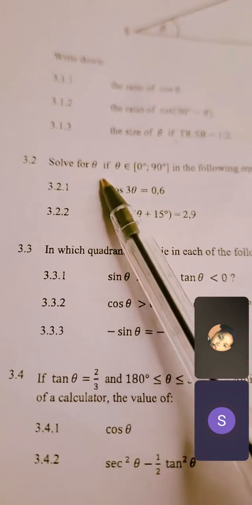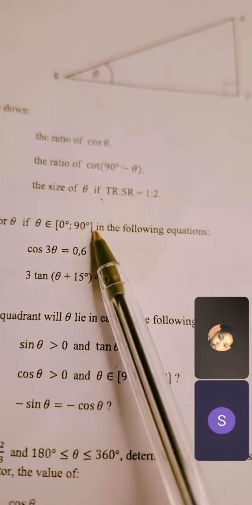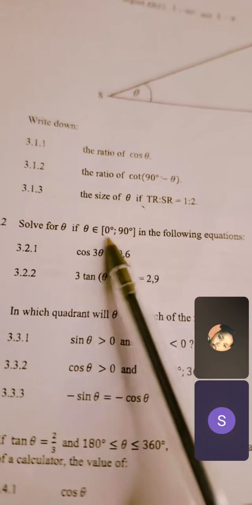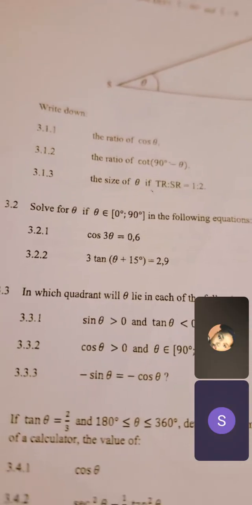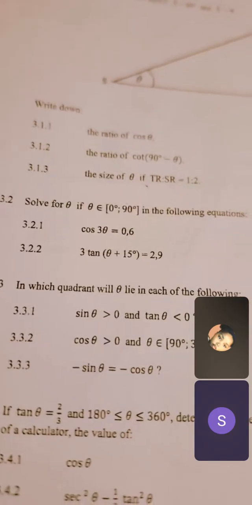Okay. Let's move on now here to 3.2. For theta, if theta is an element of 0 to 90 degrees in the following equations, solve for theta. 3.2.1. Cos 3 theta is equal to 0.6.